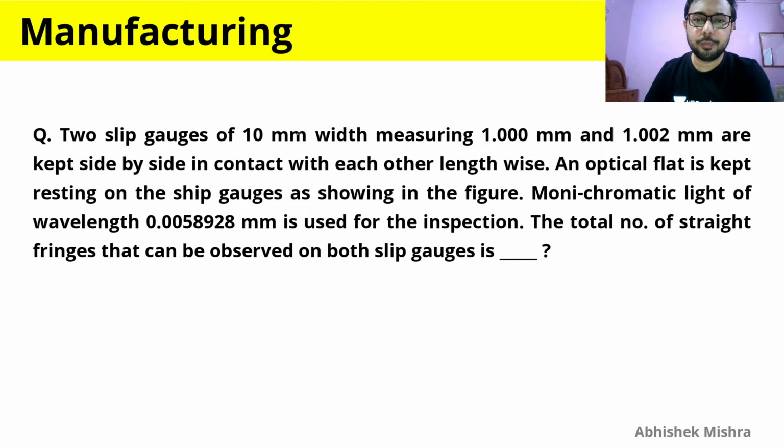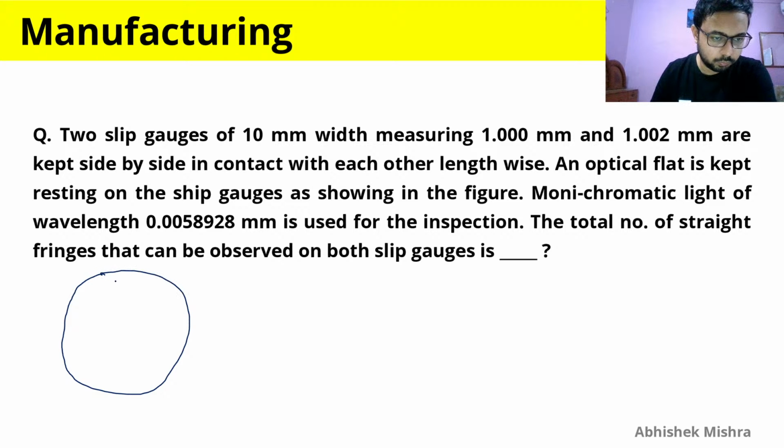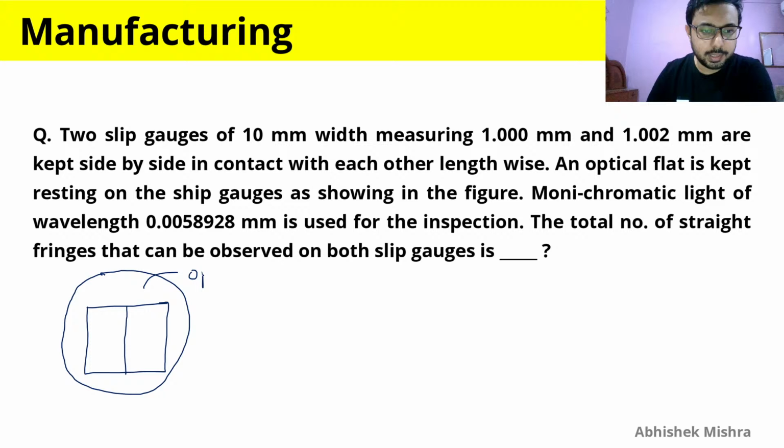Two slip gauges of 10 mm width and measuring 1 mm and 1.002 mm are kept side by side in contact with each other lengthwise. An optical flat is resting on the slip gauges as shown in the figure. So let me just draw their figure here. So this is the optical flat, and this is the slip gauges. So these are slip gauges.